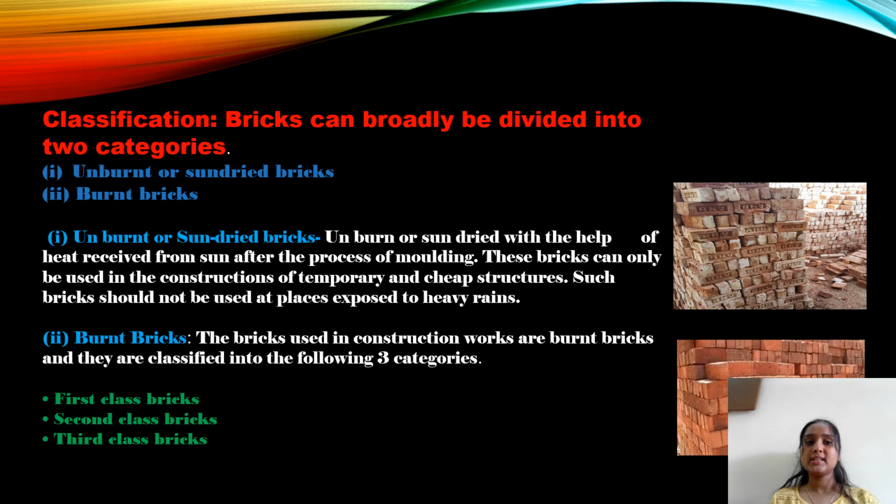Bricks can mainly be divided into two types: unburnt, also known as sun-dried bricks, and burnt bricks. Unburnt bricks can only be used in the construction of temporary and cheap structures. Such bricks should not be used at places exposed to heavy rains.